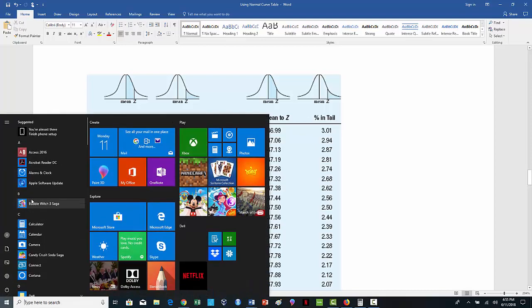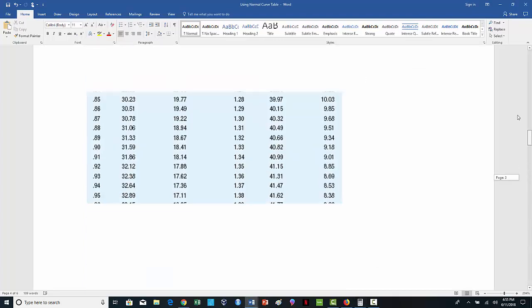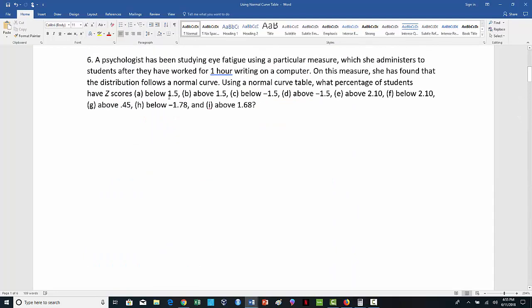If I add up those numbers, I take 50 plus 43.32, I get 93.32%. And so that's my answer. So for number 6, part A, what percentage of students have z-scores below 1.5? The answer is 93.32%.